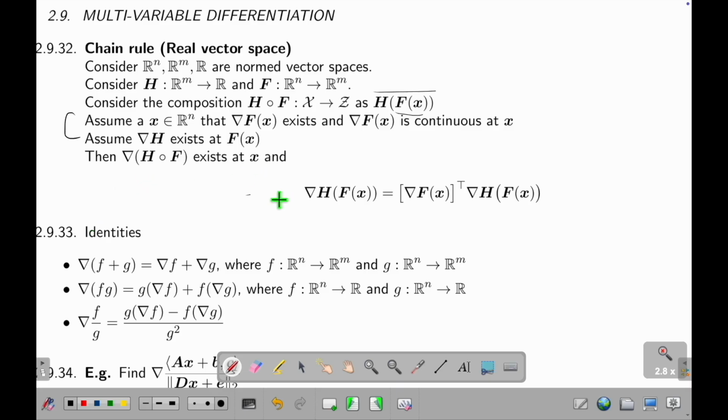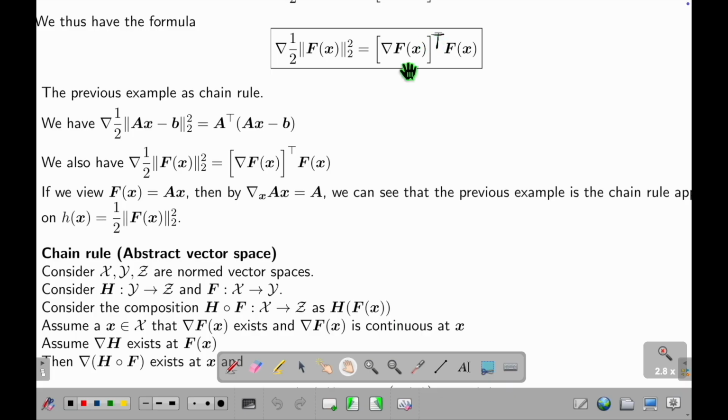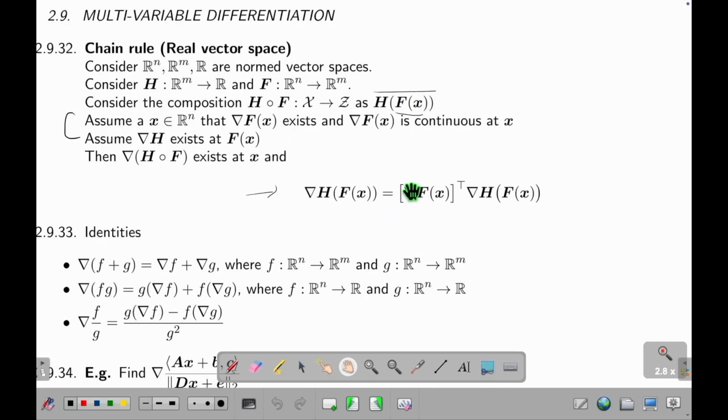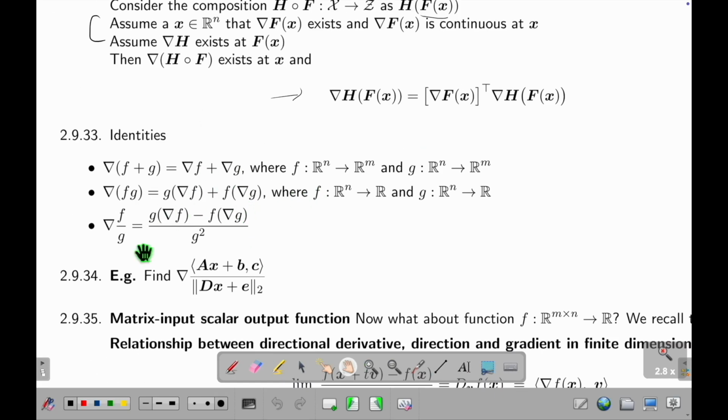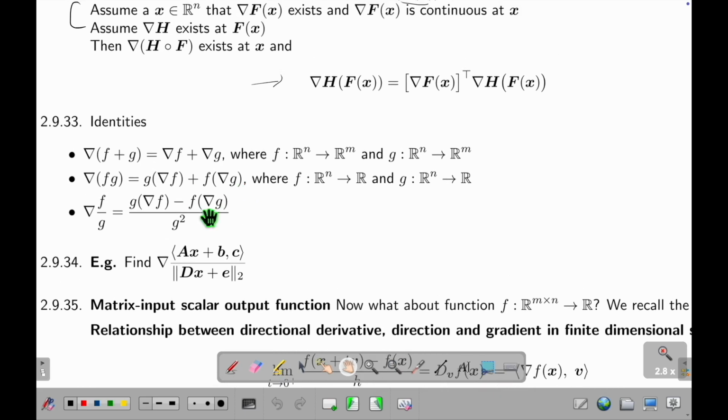And then what? Then the gradient will be something like this. And this is exactly what I have here. So this is the generalization version. Okay, then what? This is the chain rule, then what about other rules? These are the product rule, sum rule. Just classical, trivial.